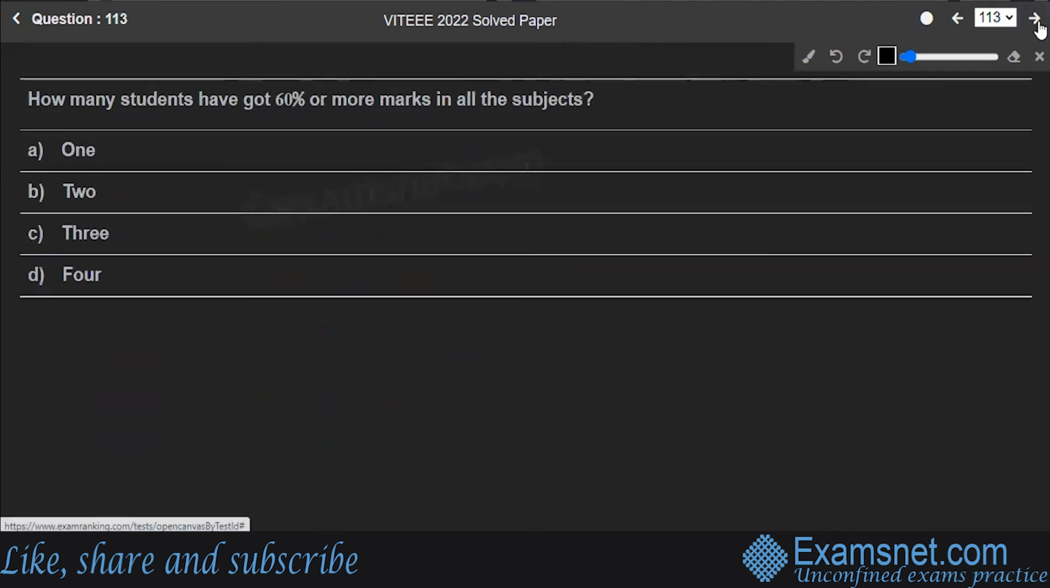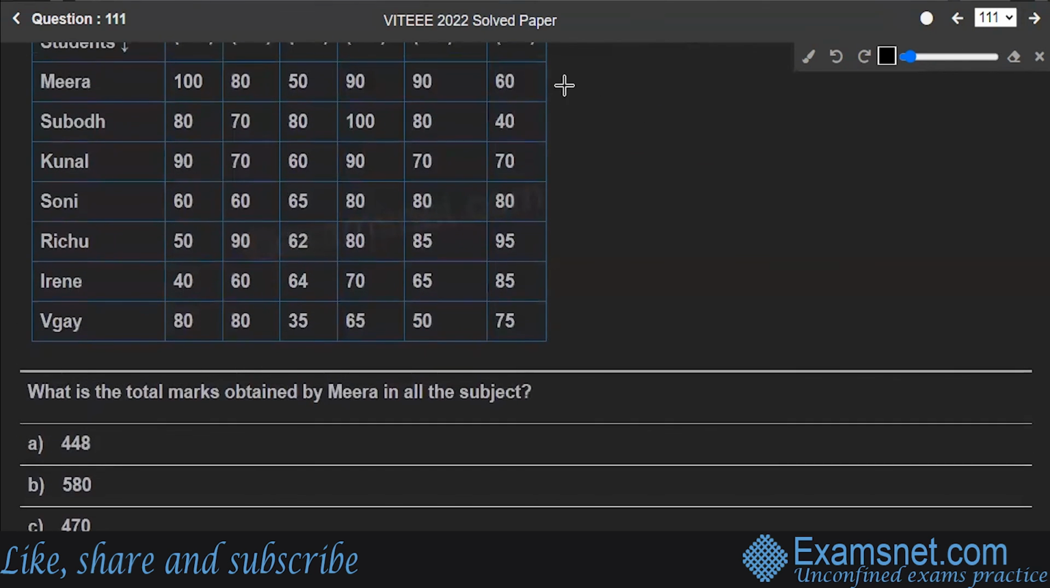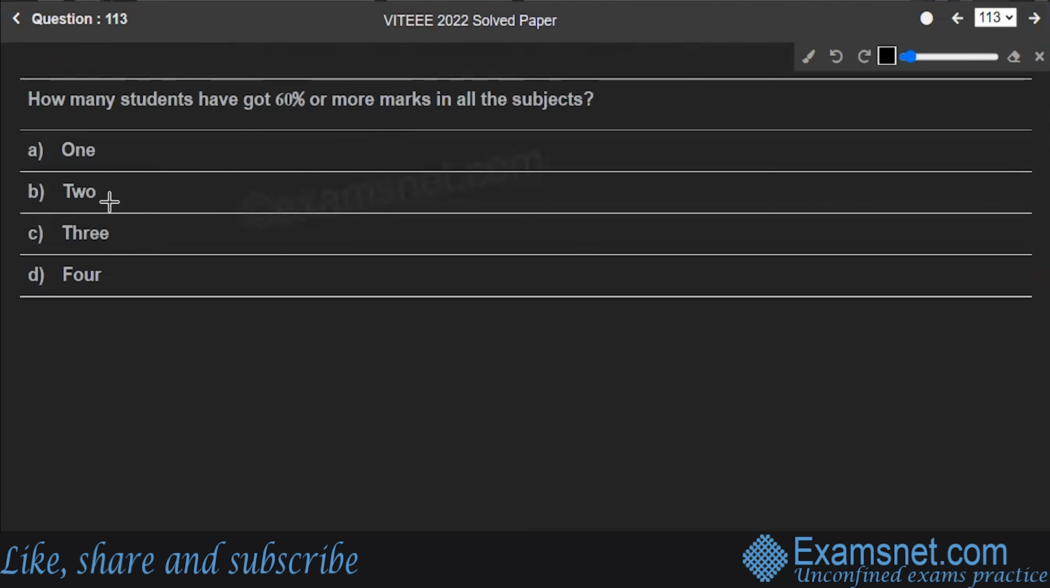Wait, let me confirm the question once. How many students have got 60% or more in all the subjects? This is not for Meera, because there is a 50 here. Not Richu, not here, not here. So Kunal and Meera are the answer to the 113th question. Sorry, Kunal and Sony it was. Kunal and Sony got 60% or more marks in all the subjects.